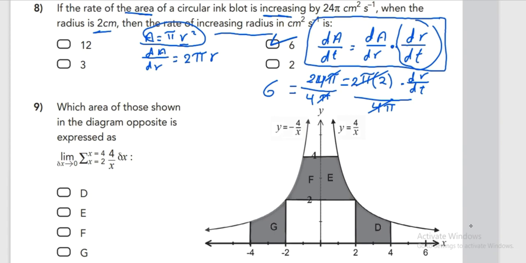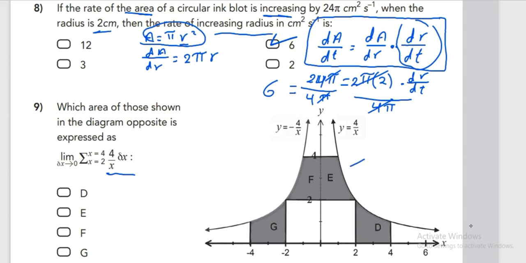Question 9. Which area of those shown in the diagram opposite is expressed as limit of x to 0, summation from x equal 2 to x equal 4, 4 over x dx. Here, this is the graph of y equal 4 over x. One side 4 over x, one side negative 4 over x. Here the function is 4 over x, so we are talking about this right side.